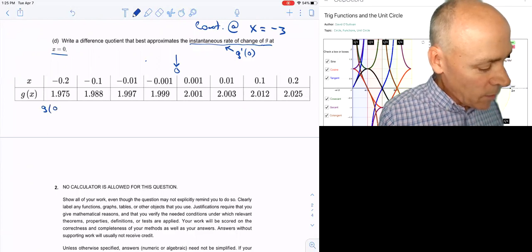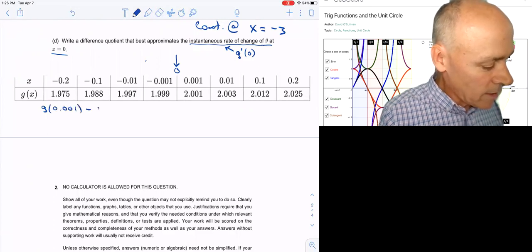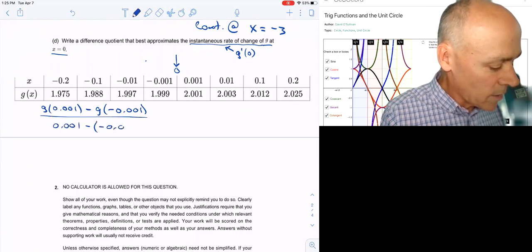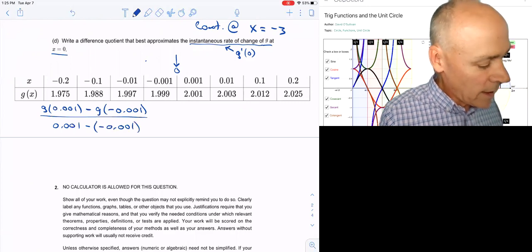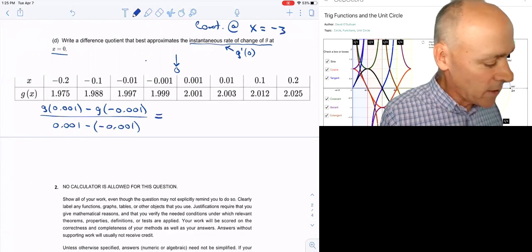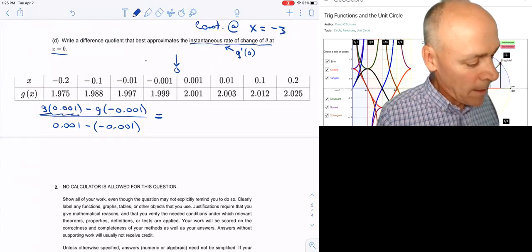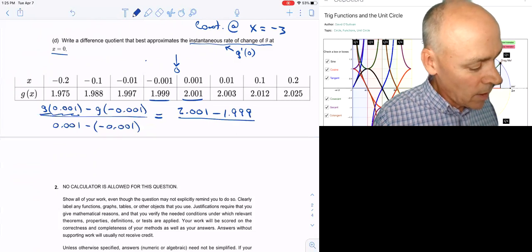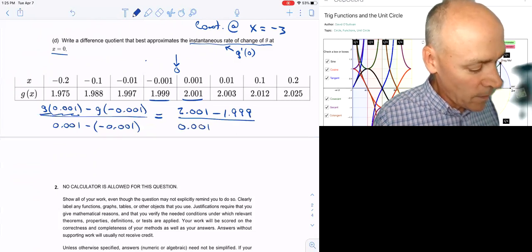g at 0.001 minus g at -0.001 over 0.001 minus -0.001. Okay, can't quite leave it like this. I need to take care of the function notation. So g at 0.001 is 2.001 minus g at -0.001 is 1.999 over 0.001 minus -0.001.